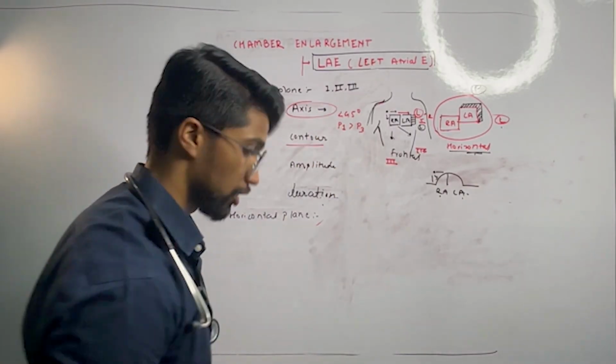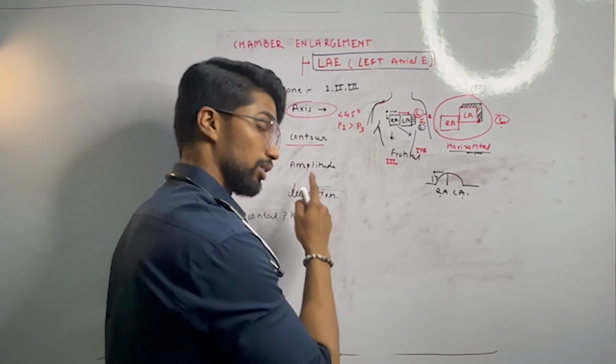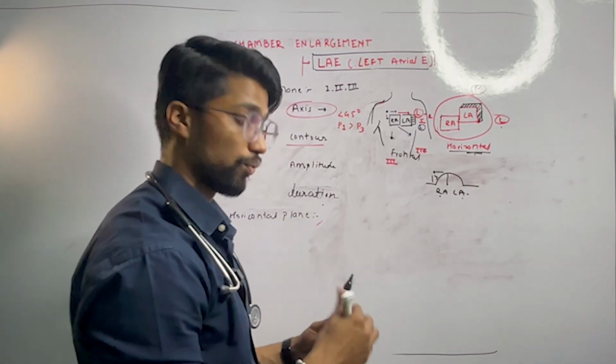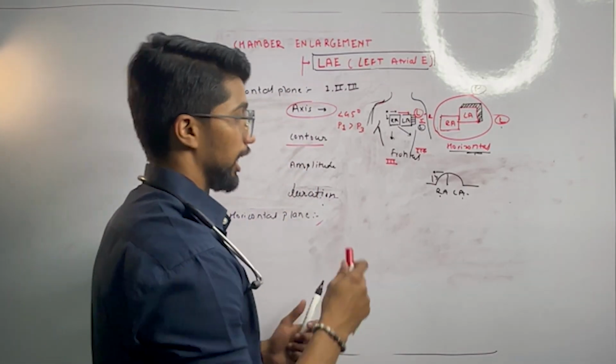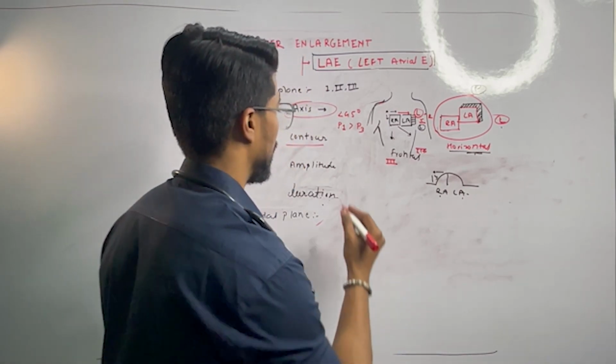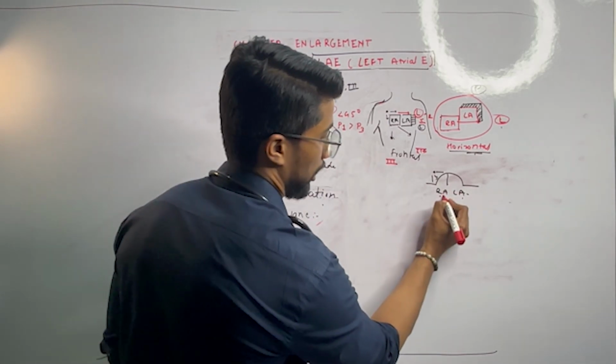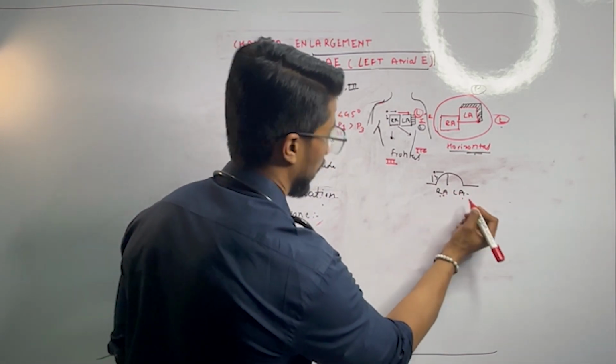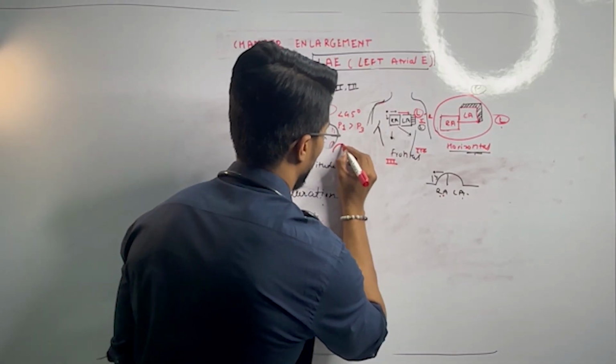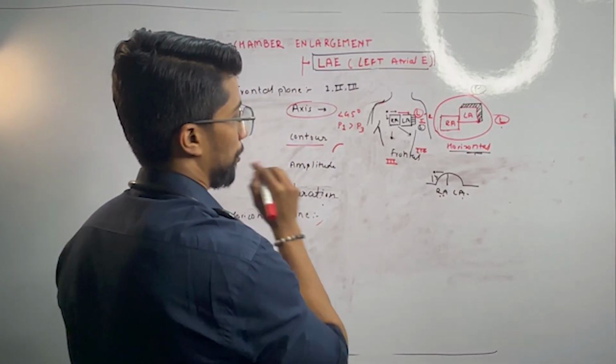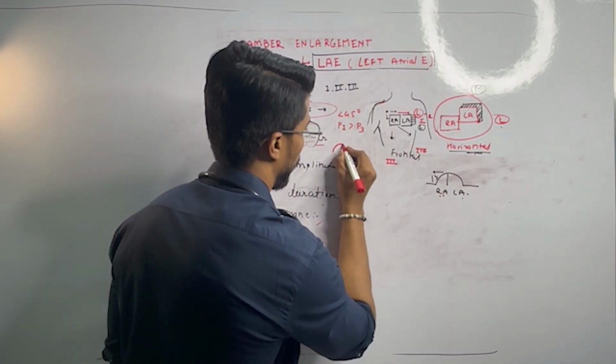Next, what happens to the contour? This is the differentiating factor which helps us tell which chamber is enlarged. We all know RA gets activated before LA. So the RA activation happens normally, but there's an intra-atrial block.